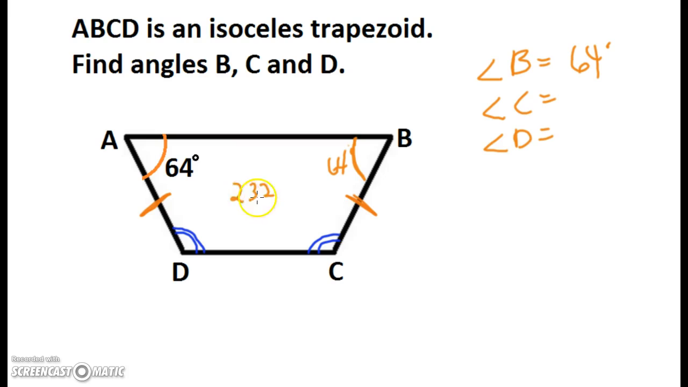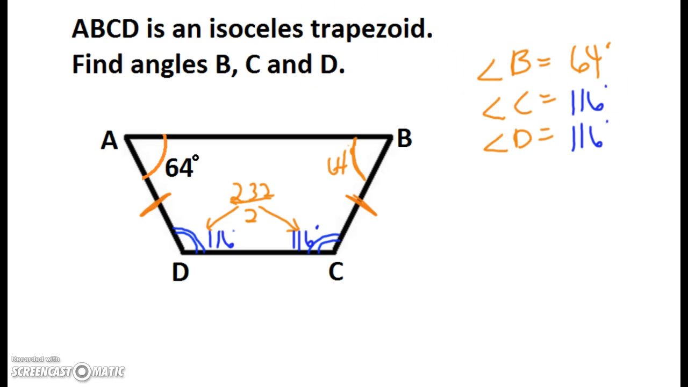Well, that 232 degrees needs to be shared equally between these two angles. And to share something equally in math, you divide it by 2. So 232 divided by 2 gives me 116. So I could say that this one is 116 and this one is 116. So C and D are both 116 degrees.